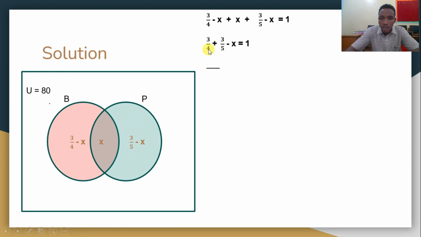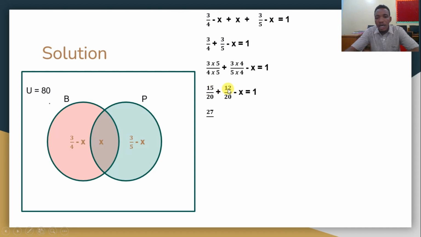So I will multiply this one by 5 and this one by 4, so that I have 3 times 5, 4 times 5, 3 times 4, 5 times 4. So I have 15 over 20 plus 12 over 20 minus X equals 1. Now my denominators are equal, so I can just add up the numerators. 15 plus 12 gives me 27 over 20 minus X equals 1.